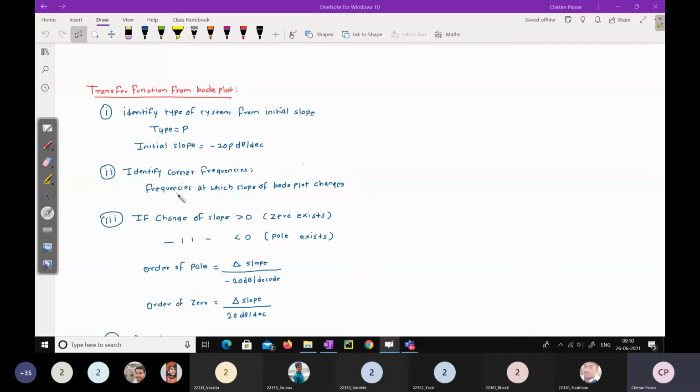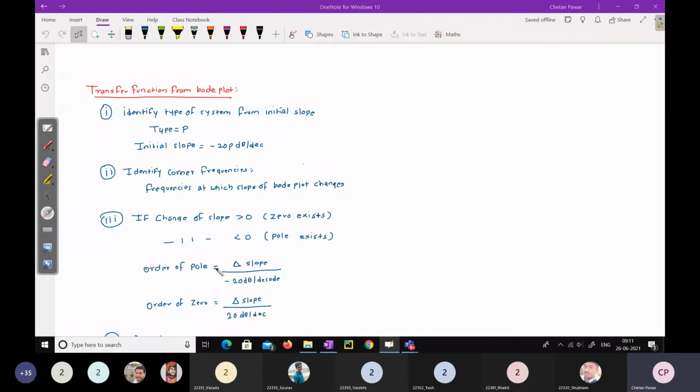These are the frequencies at which the slope of the Bode plot changes. Those are the corner frequencies. This is the second step. Now we need to find out the order of the pole and the order of the zero, so the third step is related to that. If the change of slope is greater than zero at a particular corner frequency, a zero exists. And if the change of slope is less than zero at that corner frequency, a pole exists.